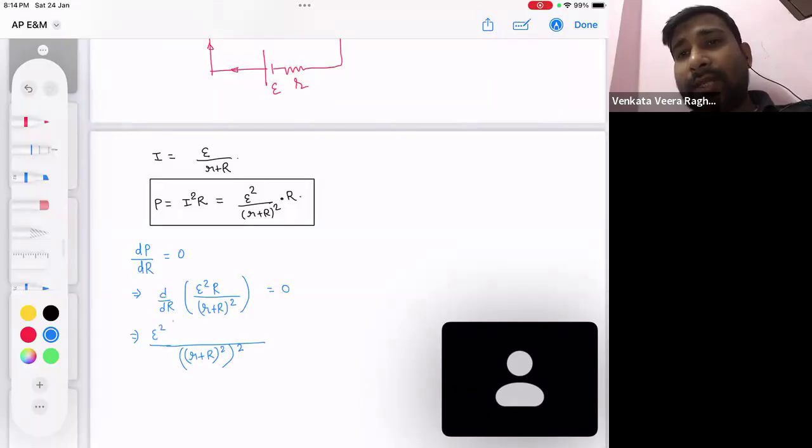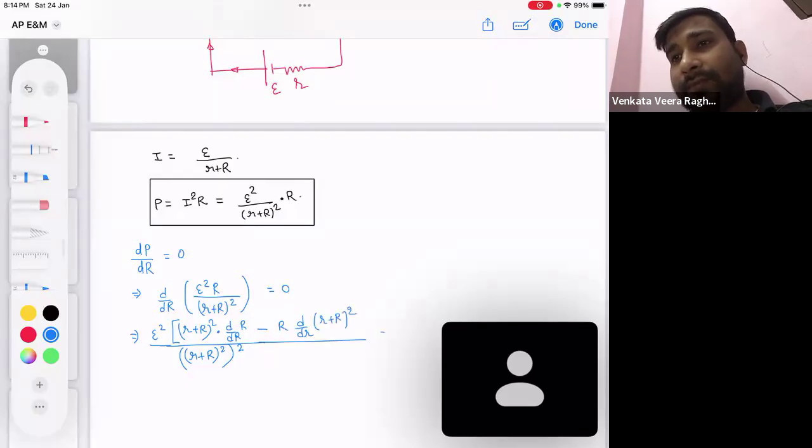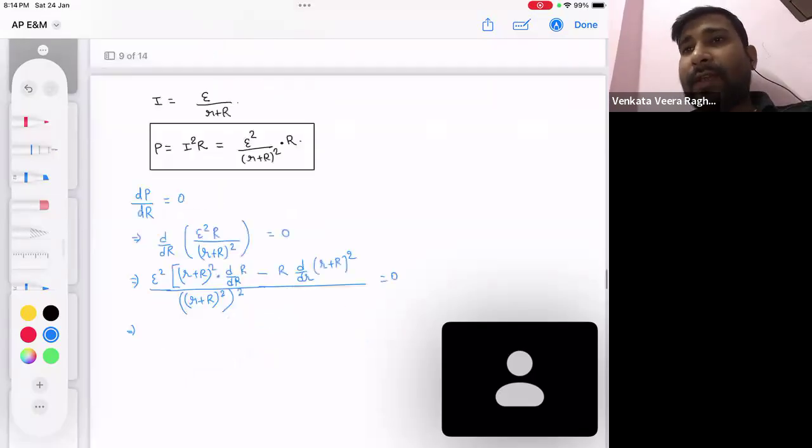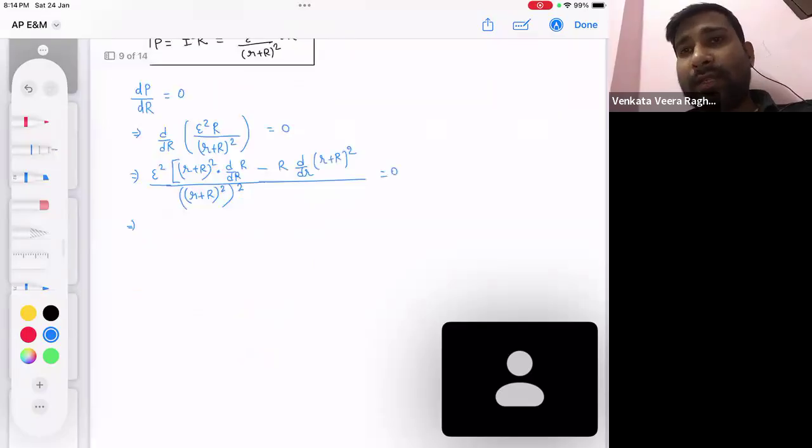E squared is a constant, leave it out. Denominator outside, d by dR of numerator minus numerator outside, d by dR of denominator. So if you simplify it, you will see what you are getting. E squared, constant, and the denominator becomes (r plus R) to the power 4.